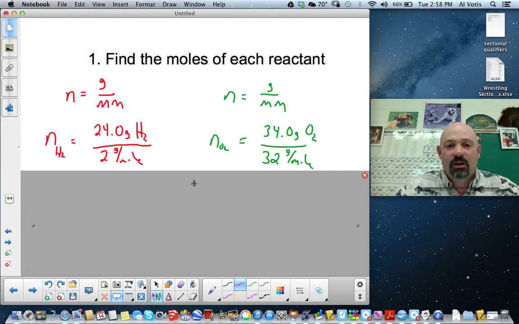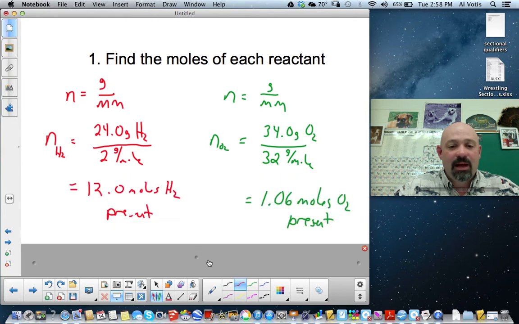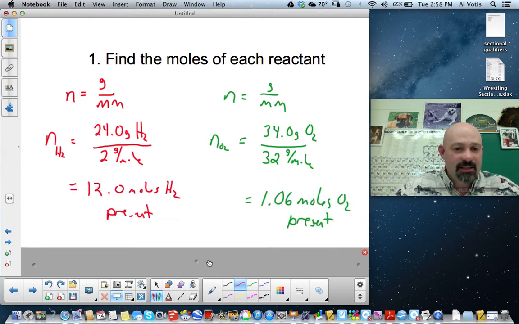Hydrogen is 1 times 2 is 2. Oxygen, O2, is 16 times 2 is 32. We divide those values, and we get 12 moles of hydrogen present. That's how much we have in our reaction, and 1.06 moles of oxygen present in our reaction. That's what we have. Okay, that's step 1.